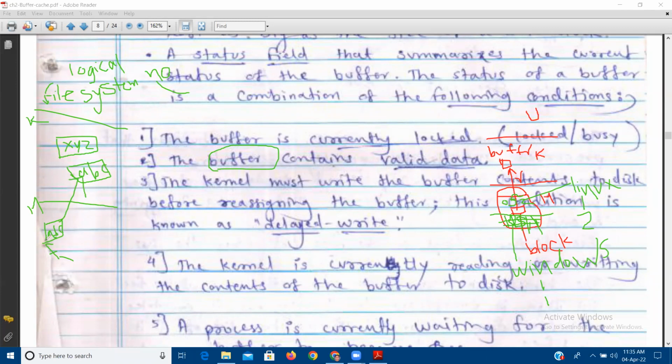F1 contents are ABC. So I access the contents like ABC and suppose I have modified it to ABCD.